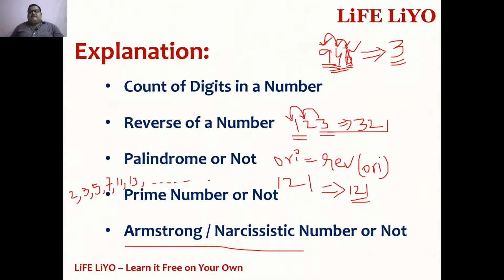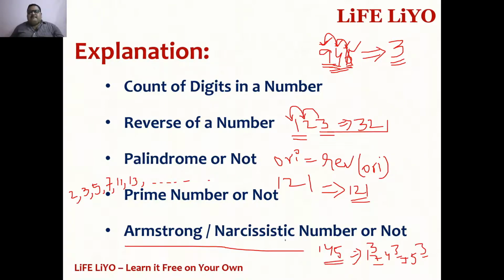For example, if you consider 145, you have to take how many digits? 3 digits. So 1 cube plus 4 cube plus 5 cube. This means sum of the nth powers of its digits. So what is the power value that should be taken? The number of digits should be taken as the power.